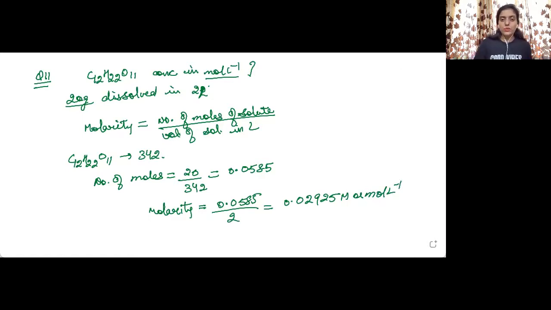So let us now move into the next question, that is question number 12 of your back exercise of chapter number 1. All right, so question number 12 is, if the density of methanol is 0.793 kg per liter, density of methanol, it has been given, and it is equal to 0.793, it is kg per liter.